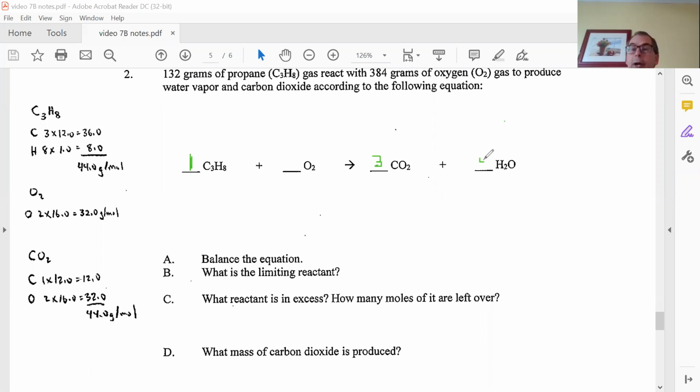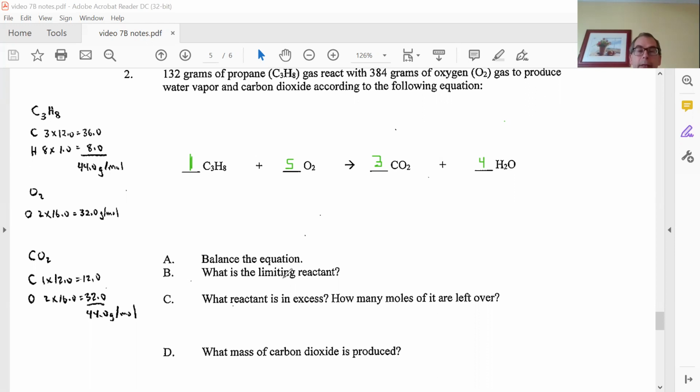And there's oxygens all over the place, so we got to kind of figure that out. If I look here, there's 3 times 2, there's 6 oxygens, plus 4 more oxygens, which would be 10, and put a 5 here because 5 times 2 would be 10 oxygens. So it looks like it's a 1, 5, 3, 4 ratio. Not so easy to think about with these ratios right here. Okay, so we balance the equation.